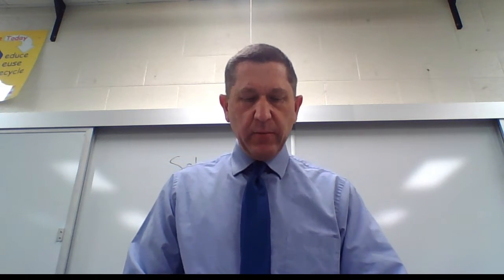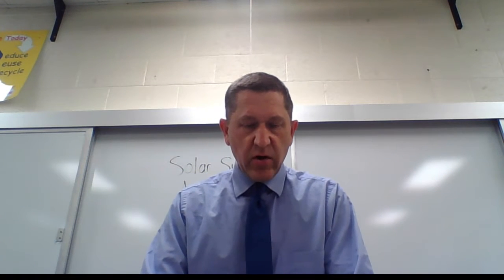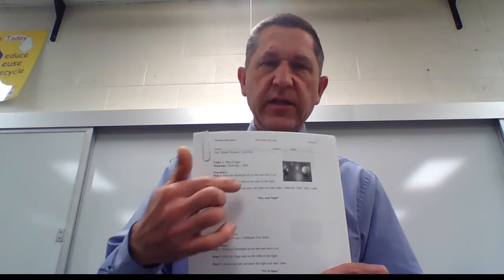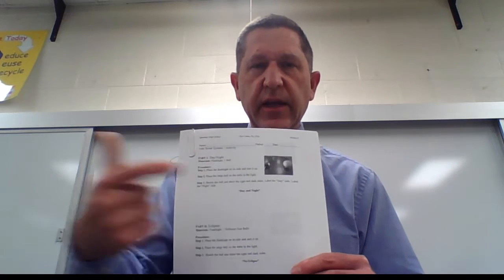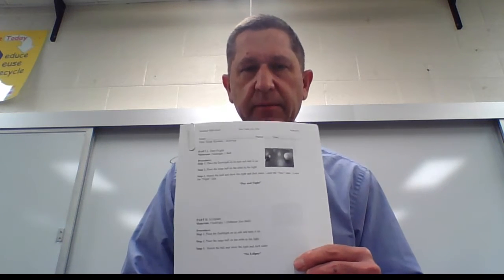Place the flashlight on its side on the table and turn it on. Place the large ball on the table beside the light. Sketch the ball and show the light and dark sides. Label it day side and nighttime side. You might have a hard time doing this sketch on here unless you can figure out how to draw on the computer and then input it. But let me show you what I mean by this.